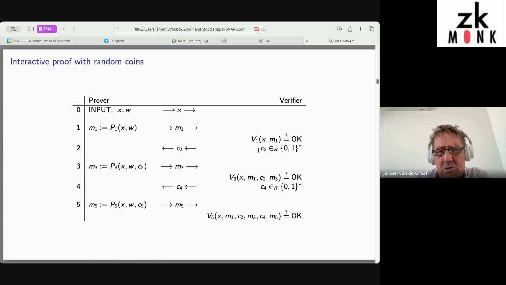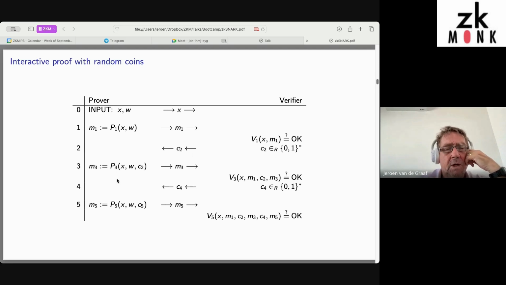And if it's accepted, it's going to create a random string. I don't specify the size here. That's why there's an asterisk, a star. But this means, let's say, of size n, whatever. And so these are random bits, and these random bits are the challenge, and the challenge C2 is sent to the prover. And this process repeats itself many times. I just simplified the example to 5 steps. Maybe there are more steps, maybe there are less steps. We don't really know, we don't really care.